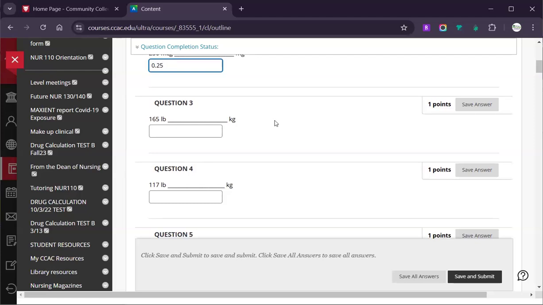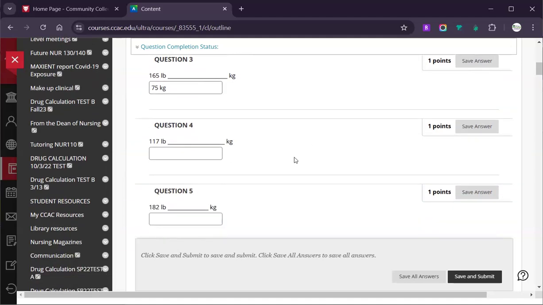This one, I'm not going to write anything out. I'm just going to take the 165 divided by 2.2, and I'm going to get 75. Now I'm going to write kilograms just because I want to show you what it looks like when it's wrong. Then 117 divided by 2.2. Now this one, I'm going to get 53.18181818. This is one of the things they're trying to get you to practice, which is rounding. So if it's 53.18, and let me just write that out so you can see.